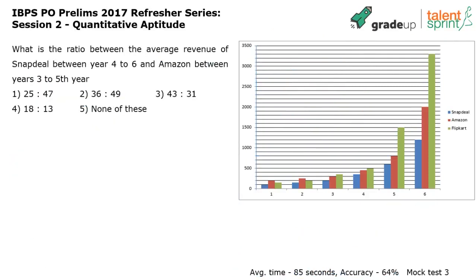Anyway, the next question is on your screens now. Average time taken is 85 seconds, accuracy is 64%. So only 64% of the people who have attempted this have got it right, but average time spent is 85 seconds. What is the ratio between the average revenue of Snapdeal between year 4 to 6 and Amazon between years 3 to 5th? I think this is a straight question. All you have to do is pick up the values and find out the averages. I'll leave you with this for 1 minute. It should not take more than 30 seconds, but 1 minute is what you have, and the clock starts now.